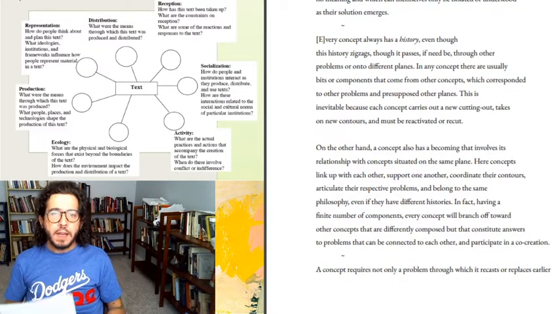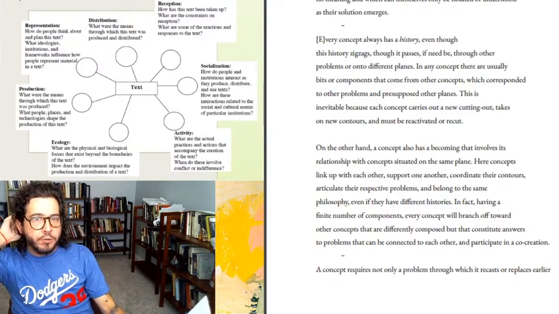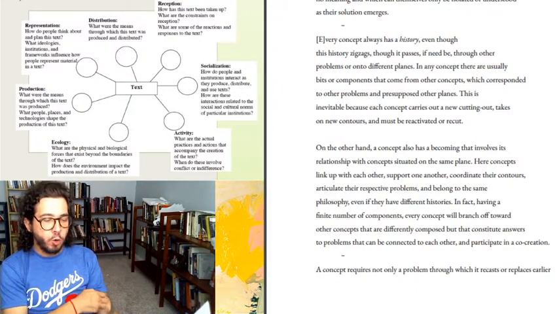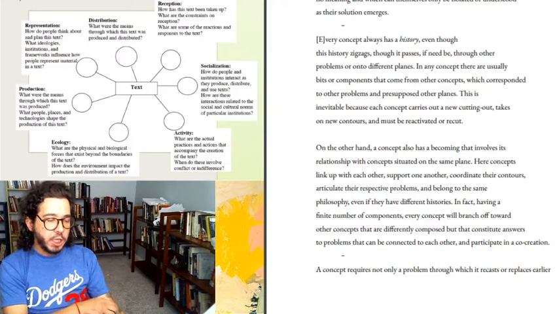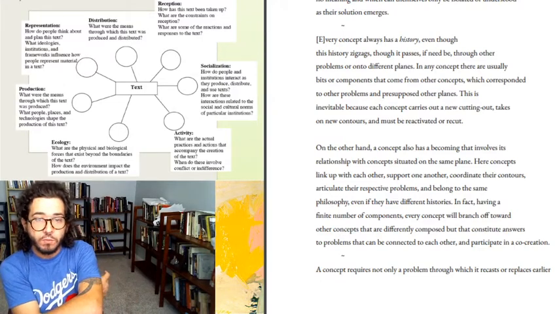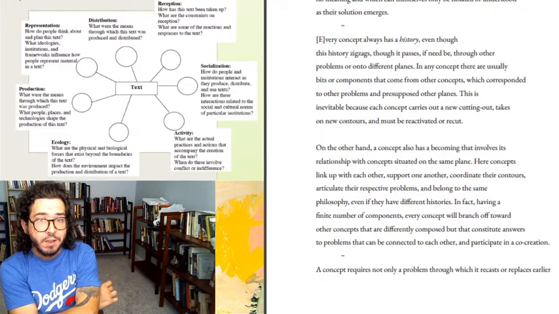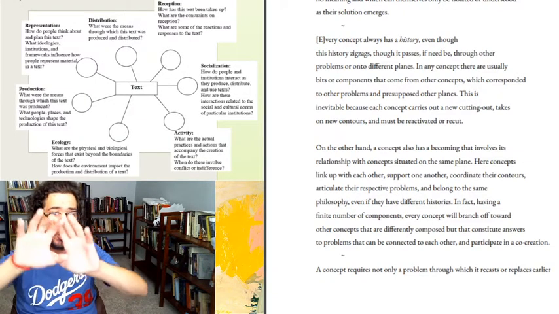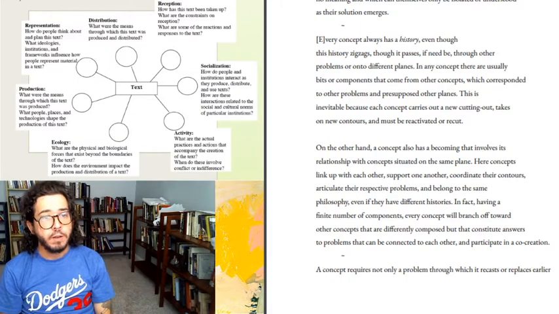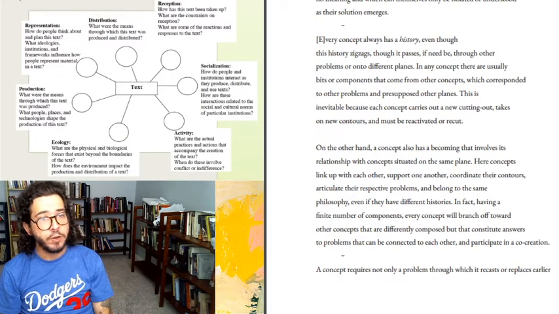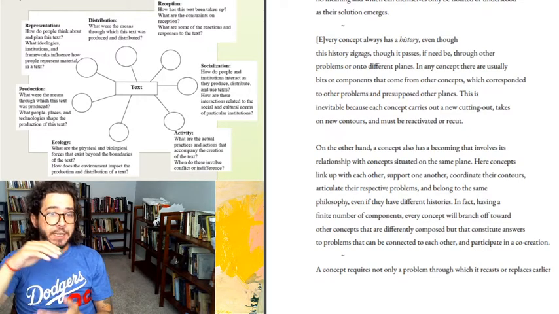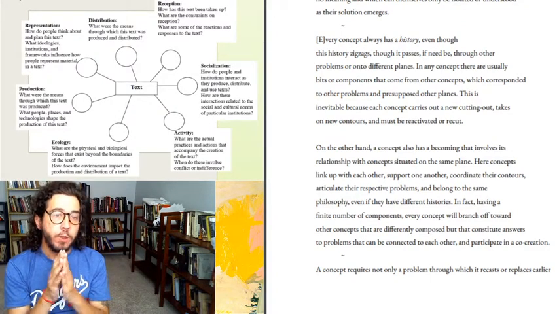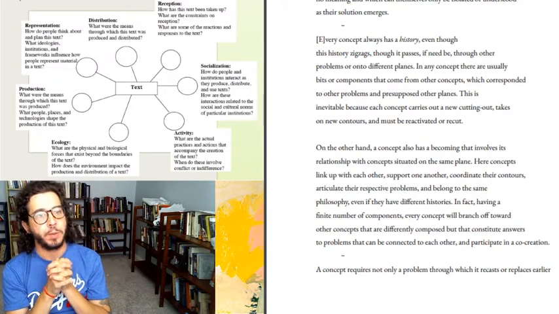On the other hand, a concept also has a becoming that involves its relationship with concepts situated on the same plane. Here, concepts link up with each other, support one another, coordinate their contours, articulate their respective problems. So what does this mean? It's tough. I like to think about the plane as being something like an expansion of this sheet of paper that is connecting all these different concepts together, right? It's a consistency that allows them all to be understandable. And they're all only understandable through each other.